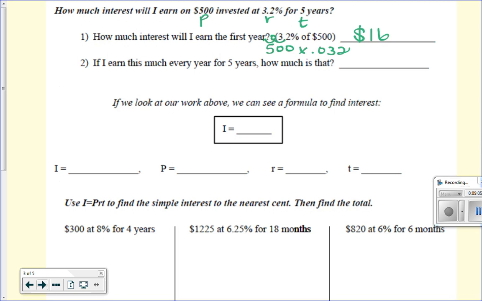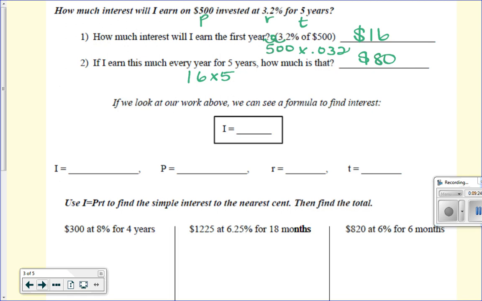If I earn this much every year for 5 years, how much is that? So this is the first year. For 5 years is what? $80. That's $80 on top of the $500 that you invested, that principal amount.